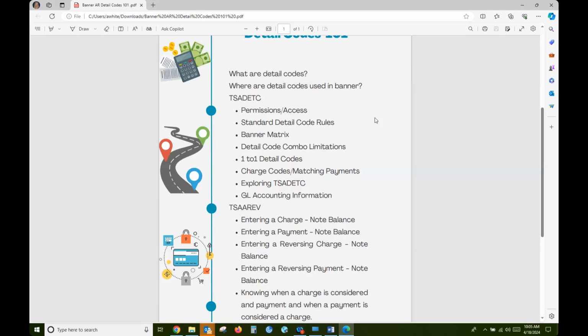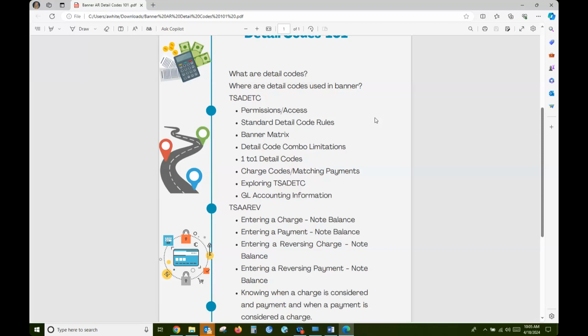So a detail code is how we keep track, if you want to say it in layman's terms, of payments and charges. And that is mainly what we deal with. We have receivables, which are charges, and we have payments, which are your revenue. Well, it's not really revenue. It's your payments that cover your revenue that you took from your charges. So that's simply what a detail code is: keeping track of charges and keeping track of payments inside Banner.